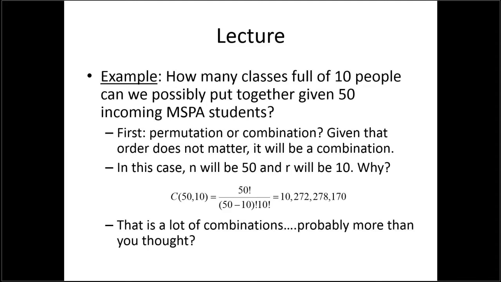The combination here will be the total number of people factorial divided by the number of people minus the number you want in the set factorial, times the number in the set factorial. Clearly this is a lot of combinations. It's almost like, going back to last week, a deck of cards. When you have 52 cards in the deck, how many different 5-card hands can you make out of 52 cards? Clearly there are a lot of different possibilities, more than you possibly think.